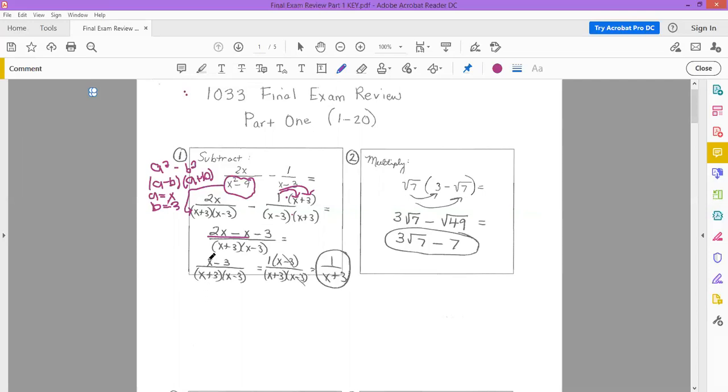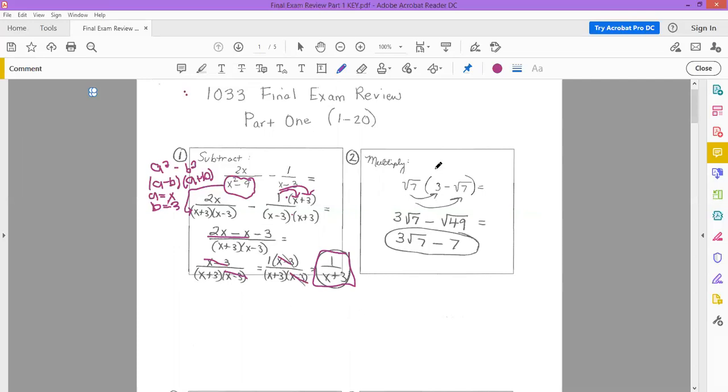Now we notice this factor of x minus 3 is the same in the numerator and the denominator, so we can cancel that factor out. We leave 1 in the empty space, so in our numerator we have 1, and in the denominator x plus 3. So the answer is 1 divided by x plus 3.